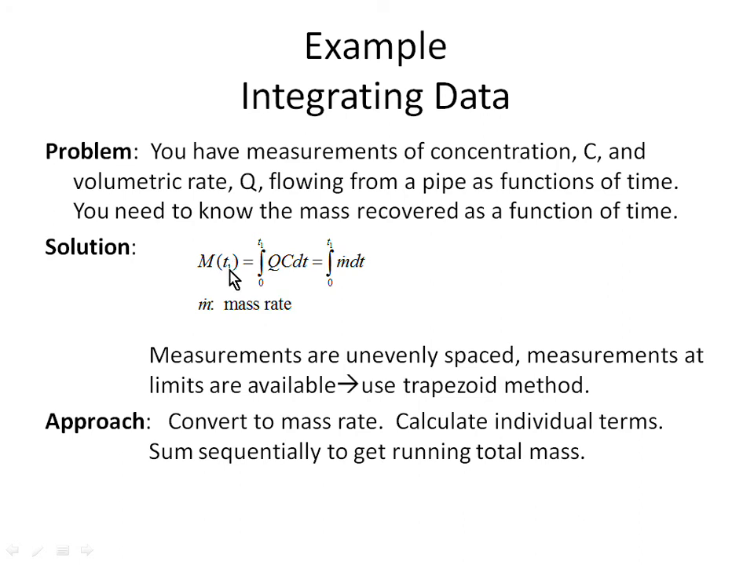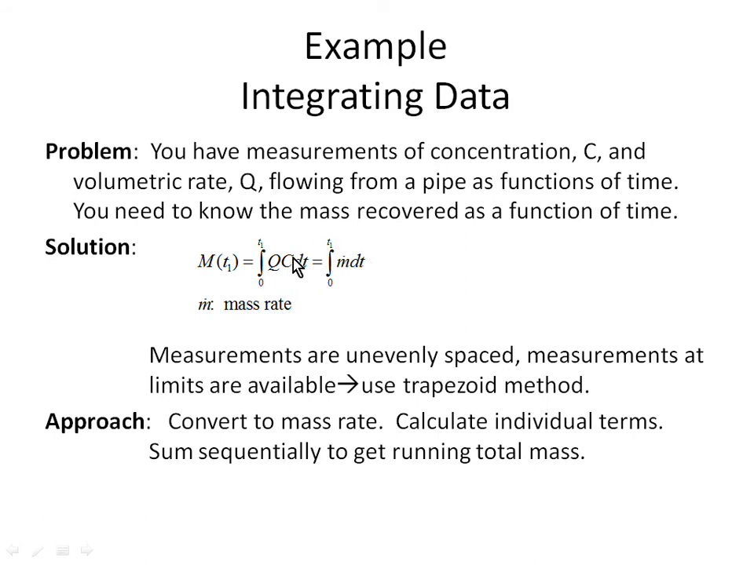The mass at time t1 is equal to the integral from 0 to t1 of the flow rate times the concentration dt. And we can also write this as the integral of m dot, which is the mass rate. Now, we'll assume that these measurements are unevenly spaced in time, and that the measurements at the limits are available. So the trapezoid method will be the most appropriate one to use. And our approach is going to be to basically use this integral here.